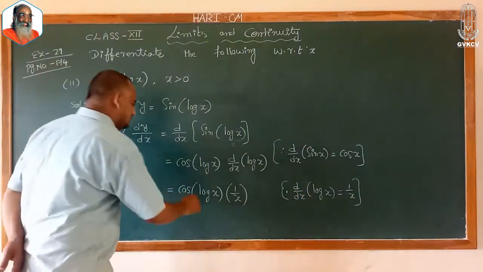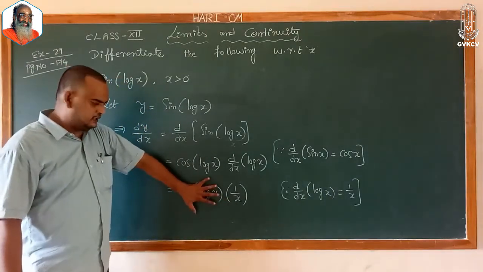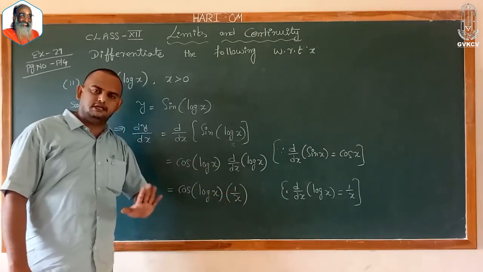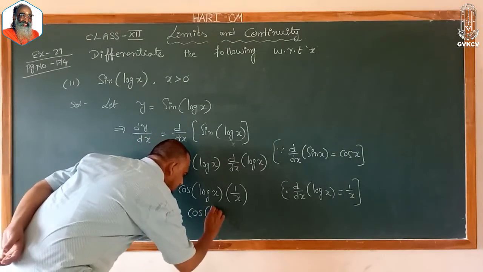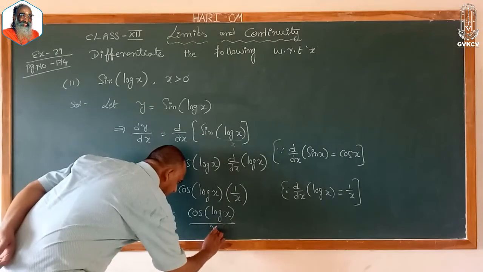So finally, what is our answer? Don't think that x can get cancelled. This is entirely a function and this is entirely a function. We cannot say x and x can cancel. So the final answer we have is cos of log x by x.